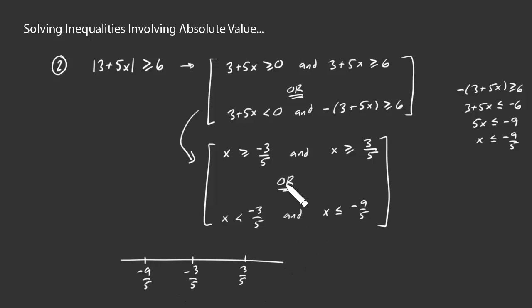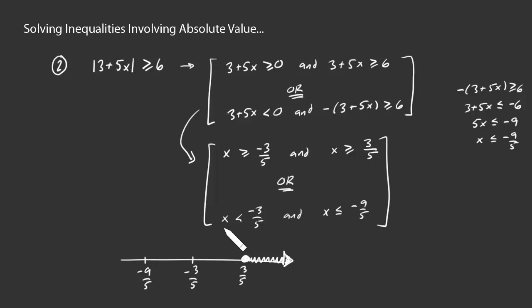And we can see that we have one case where x is bigger than or equal to negative 3/5, and it's bigger than or equal to 3/5. If both of those things have to be true, doesn't that just mean this is true? That you're either on this or above it? Okay, so that's one scenario.